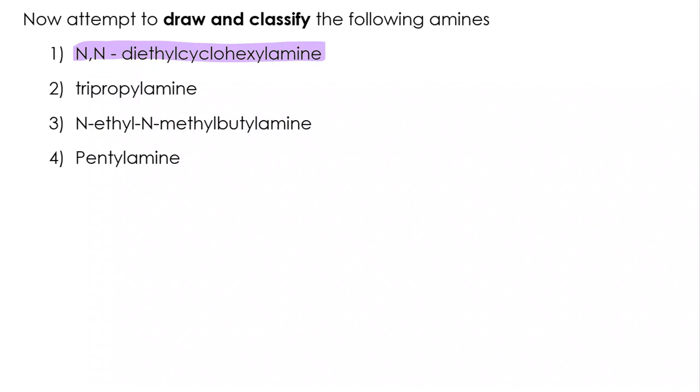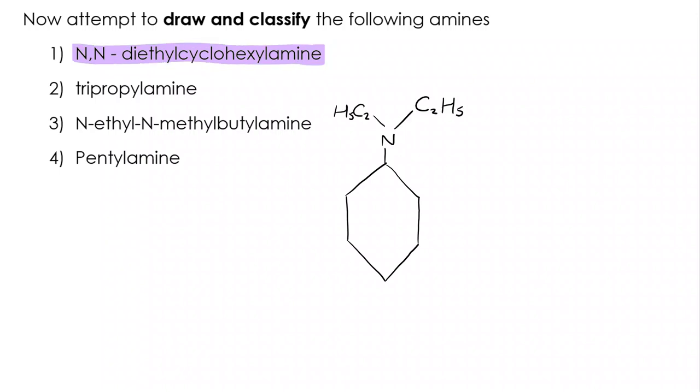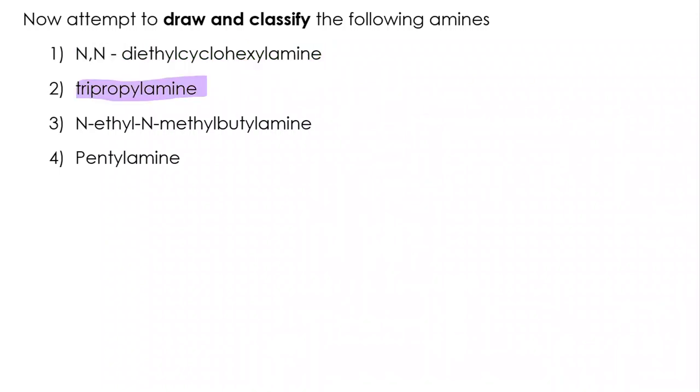So N,N-diethylcyclohexylamine. Well, here is my cyclohexane, so my cyclohexyl group. There's my amine group coming off it, but it's N,N-diethyl. That tells me there are 2 ethyl groups coming off the N. So they go on there. That one is done. Let's take a look at tripropylamine.